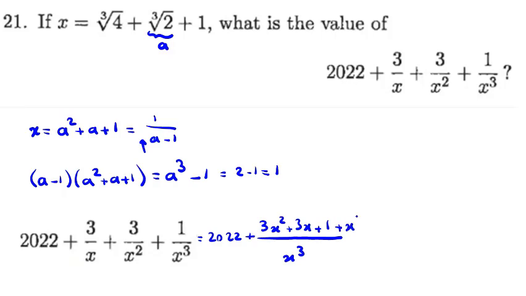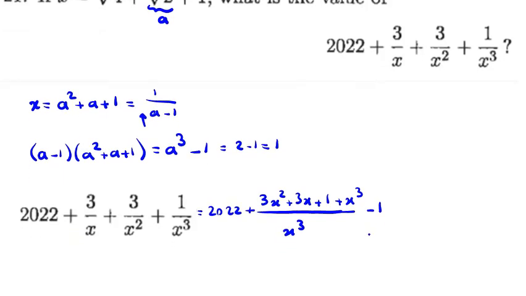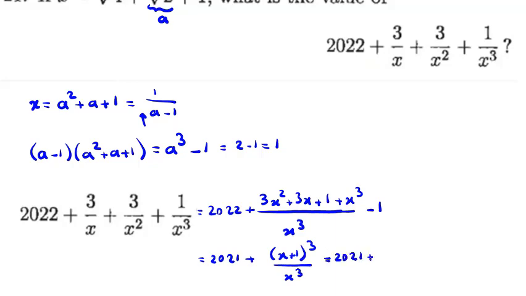If we add plus x cubed, then x cubed over x cubed is plus 1, then I subtract 1 so that it will be true. So now we can use the identity. We can say it's 2022 minus 1, which is 2021. The numerator is x plus 1 cubed over x cubed. So it equals 2021 plus x plus 1 over x cubed.